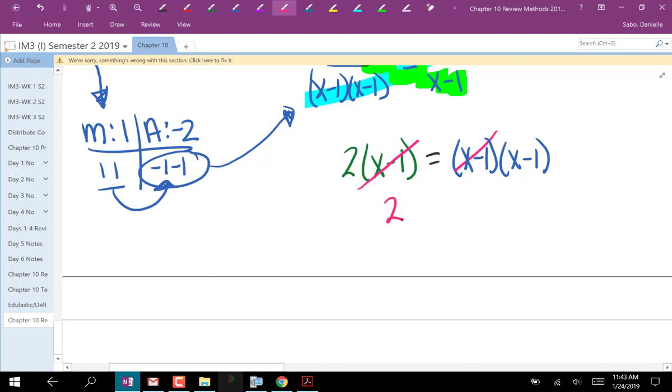So now I have 2 is equal to x minus 1, and it's like the easiest problem ever. What do I got to do to both sides? Add 1. So x is equal to 3, and we're done. Okay, so it looked complicated, but it turned out to be pretty simple. Okay, I'll leave that up there.